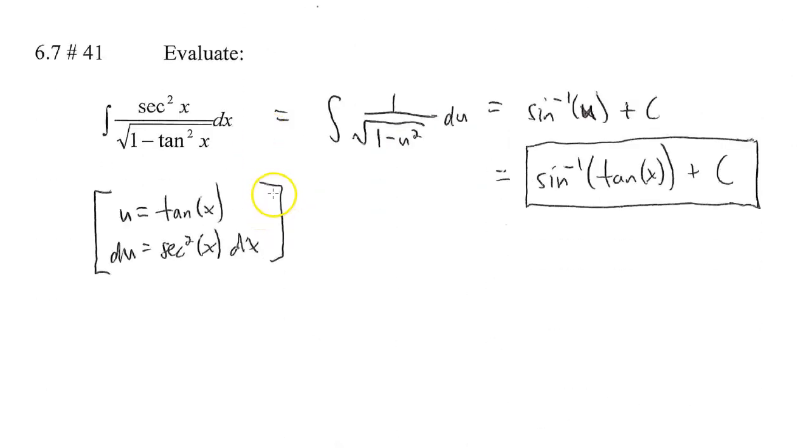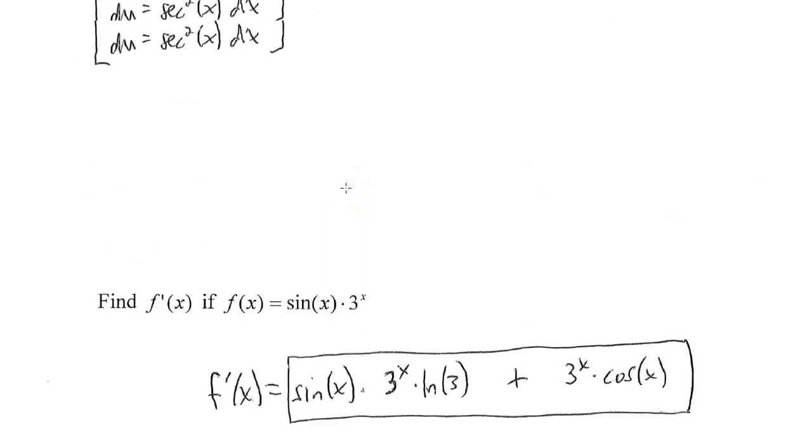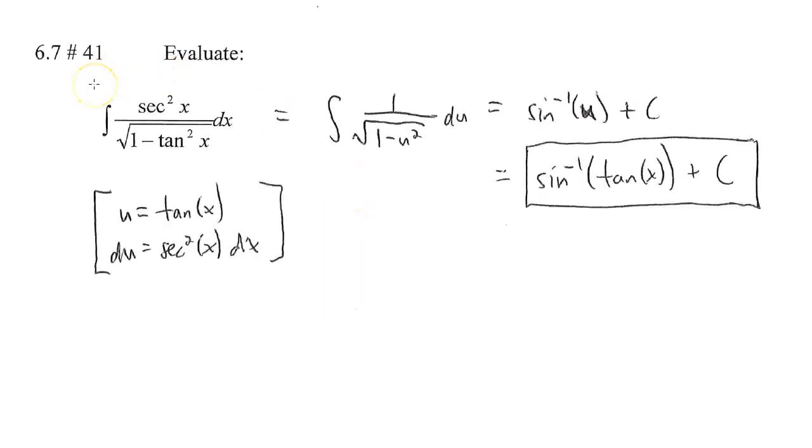Okay, and also, two more problems here. Here's an integral problem, 6.7, number 41. What's the integral of secant squared over the square root of 1 minus tangent squared of x? Just looking at this, it looks confusing. It looks like there's going to be some crazy trig identity we're going to have to use. Well, it turns out if we just do a u substitution where we let u be tangent of x, du is going to be secant squared of x dx, which is exactly what we have up here. So the secant squared x dx becomes the du.